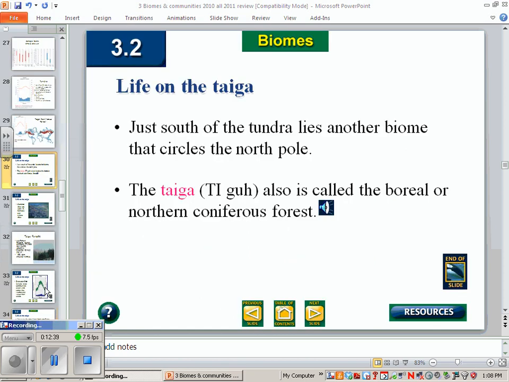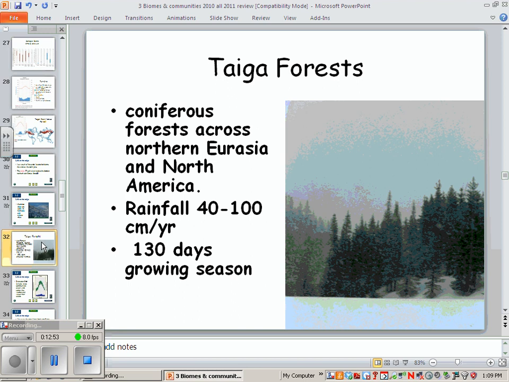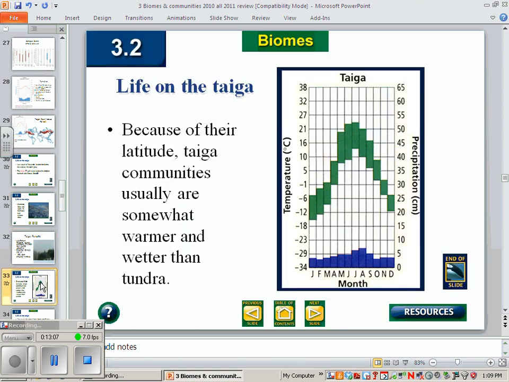Taigas are the conifer forest. This is where you are going to have either at the mountaintop or across the top of Canada. You are going to have mainly trees such as the fir, spruce, pine. Rainfall is 30 inches of rain or higher. It's 40 to 100 centimeters. 130-day growing season is about average.